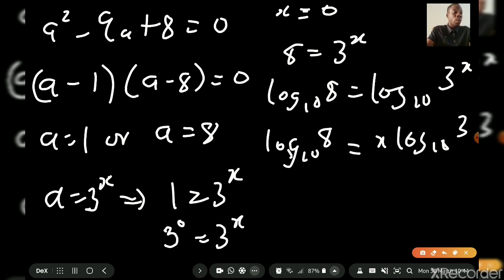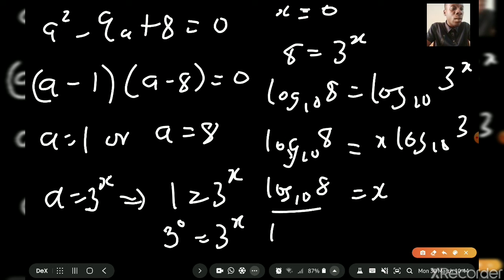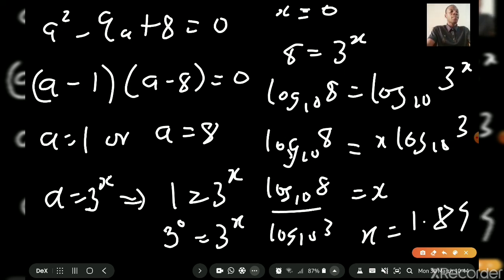Don't panic, we are going to do that in logarithm. So we are going to say that x is equal to log base 10 of 8 over log base 10 of 3, and x is going to give us 1.89. Okay, forget about the logarithm aspect. When we get to logarithm, we are going to see how to solve an equation like that.